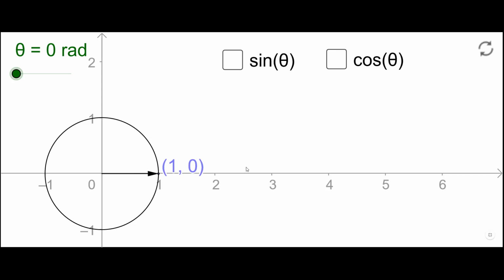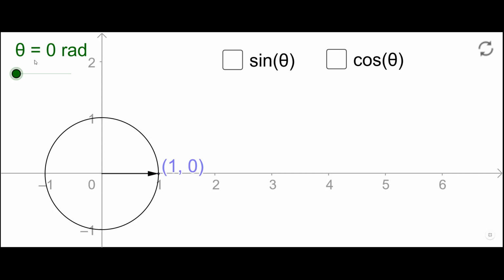So this is the x-axis and the y-axis. The unit circle is centered at the origin. Its radius is 1. And I have a point, and we've been talking about this. I have a point located on the unit circle. Right now this point is at the coordinate (1, 0).